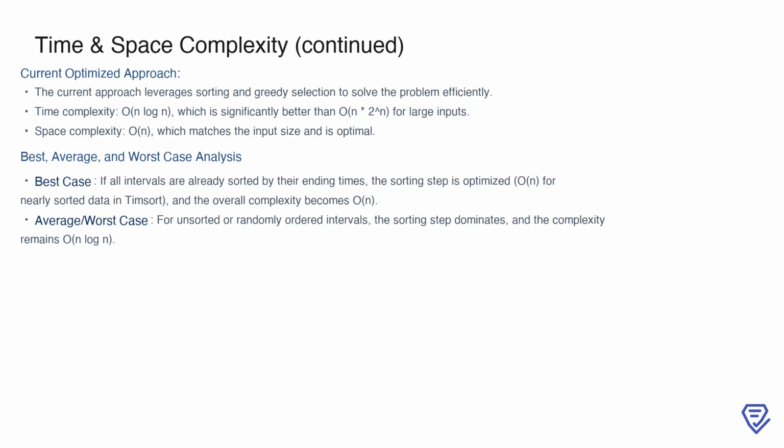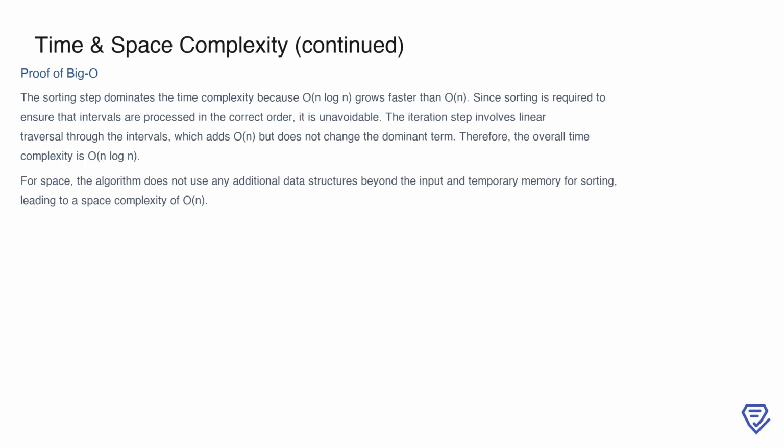However, in average or worst-case scenarios, where the intervals are unsorted or randomly ordered, the sorting step dominates, and the time complexity remains O(n log n). To solidify our understanding, let's examine the proof of the algorithm's big O complexity. Sorting is the dominant operation because O(n log n) grows faster than O(n).